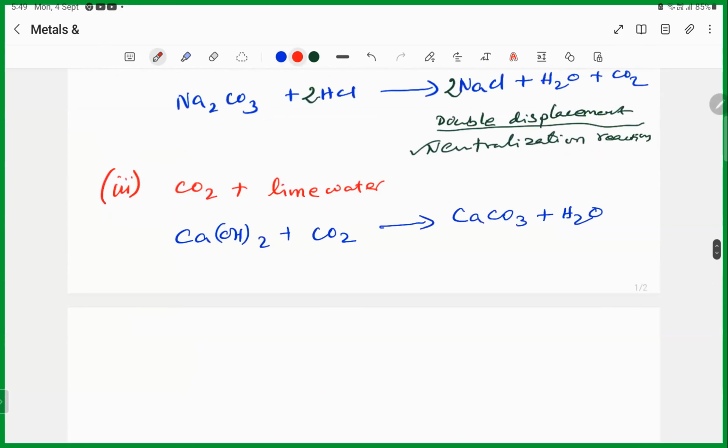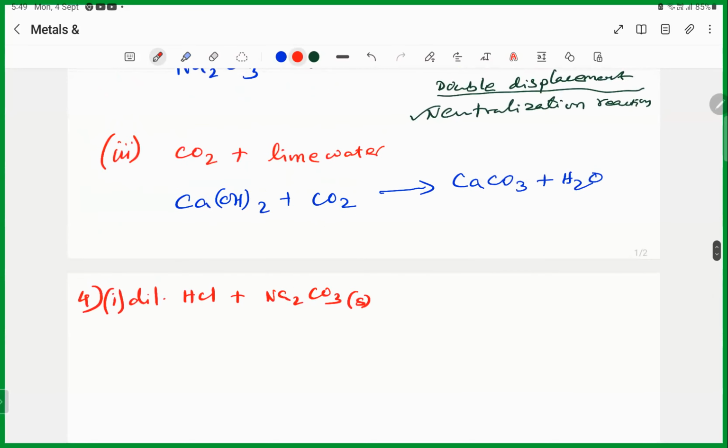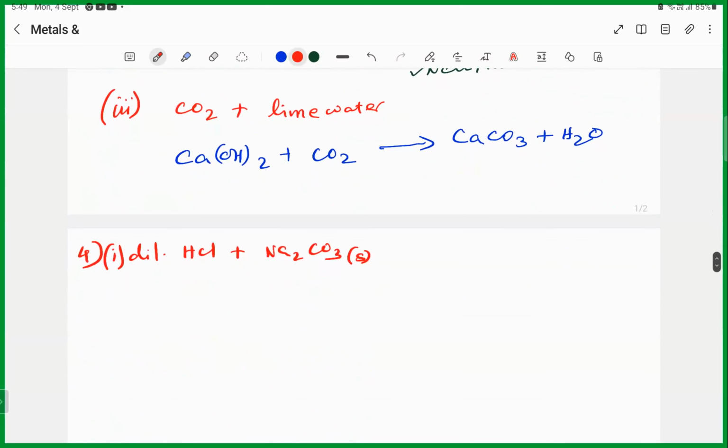அடுத்து எதுனா fourth question. What happened when dilute hydrochloric acid is added to solid sodium carbonate? So dilute hydrochloric acid added to solid sodium carbonate. So மேல எழுதுனது தான் என்ன ரியாக்ஷன் நடக்கும் பாருங்க. சேம் ரியாக்ஷன் ரிப்பீட்டட். இப்போ என்ன பண்ண போறீங்க, சாலிட் எது, லிக்விட் எது, கேஸ் எதுன்னு மென்ஷன் பண்ண போறீங்க.